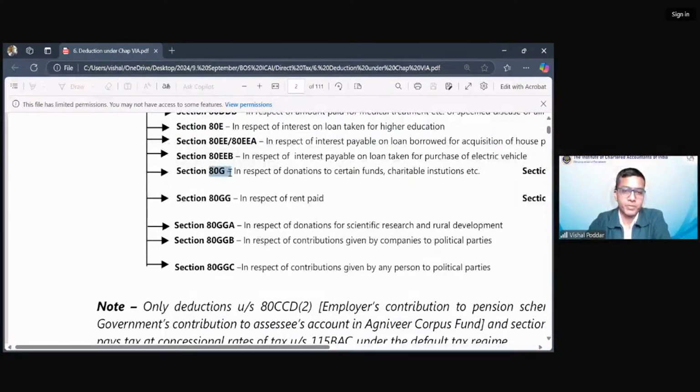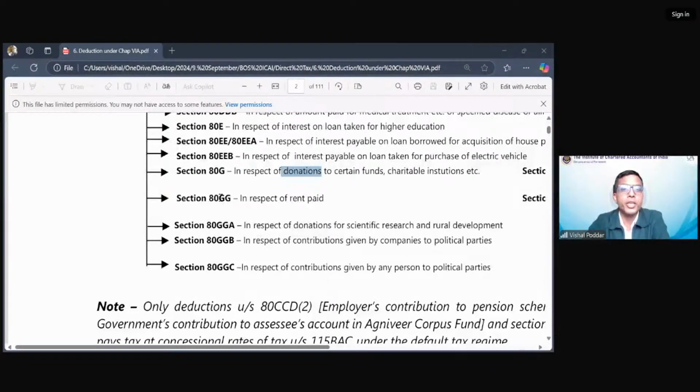G, something very interesting. G for God, and for God there is donation. Now I don't know whether for God there is donation or because you want donation you create God. That is a different thing. But G stands for God, and whenever you make donations, you get deduction under 80G.